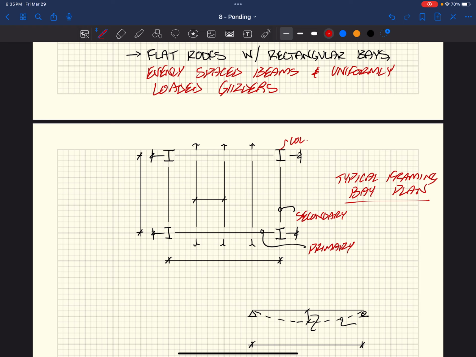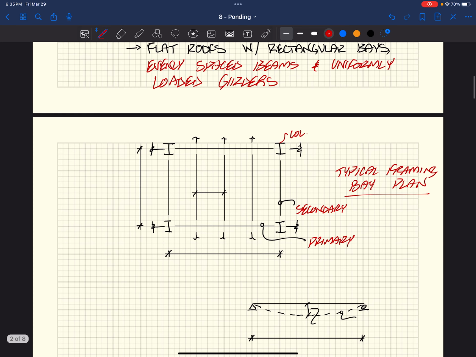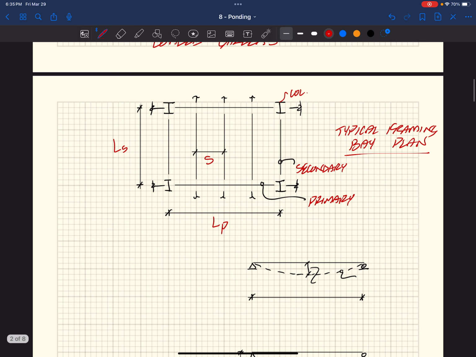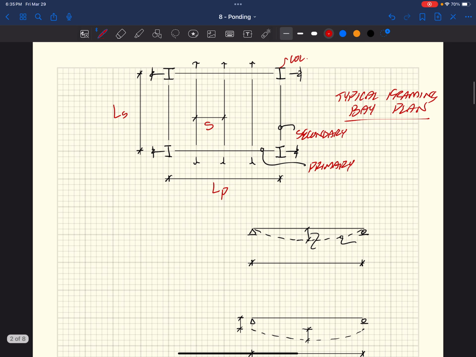It could be wood. I guess you could put wood on steel. I know Will really likes that. Or you can put steel on steel, which is even better, right? And we can use, I guess, preformed light gauge galvanized metal decking, which is very common in steel construction. So the secondary framing is going to have some spacing S, right? And some length L sub S. That secondary framing is supported by the primary framing, that has a length of L sub P, right? So primary, secondary, spacing of our secondary, right? So that's our typical bay.